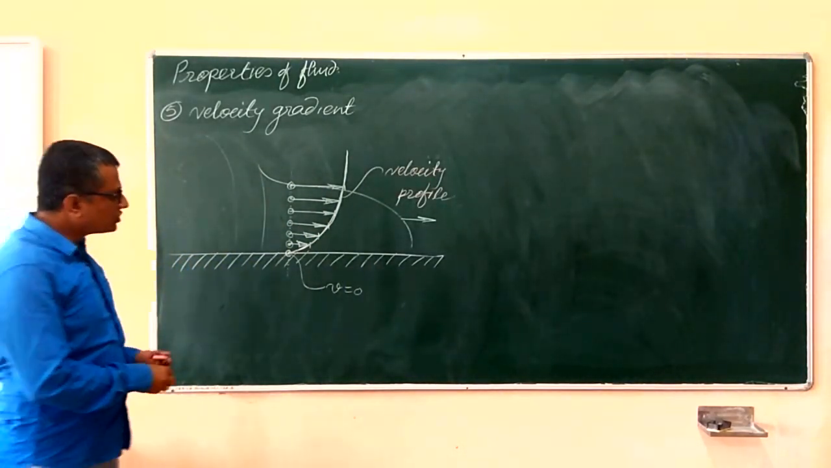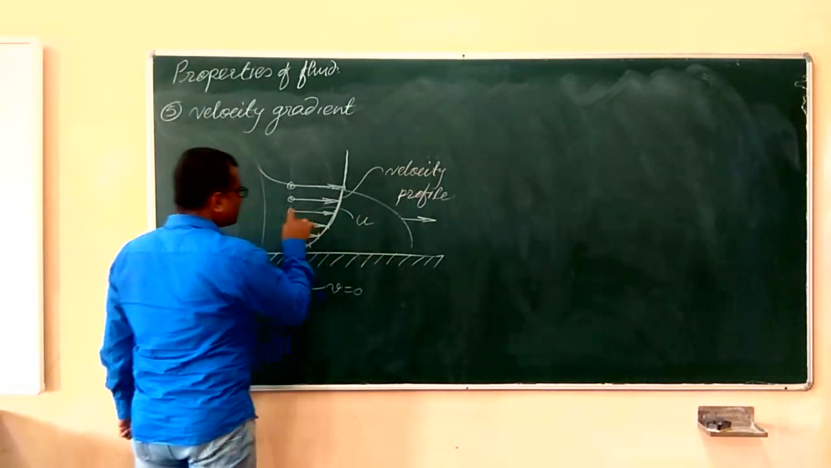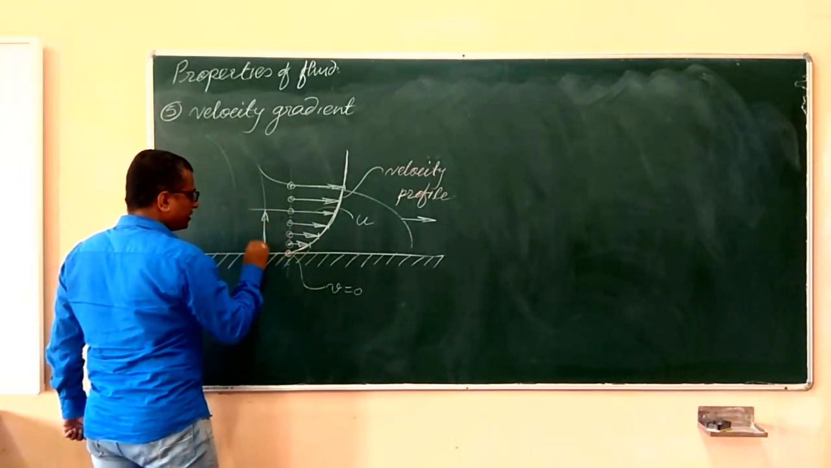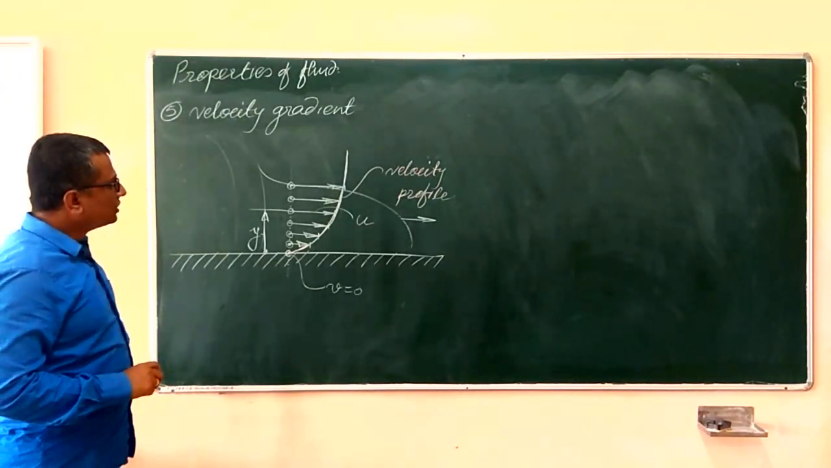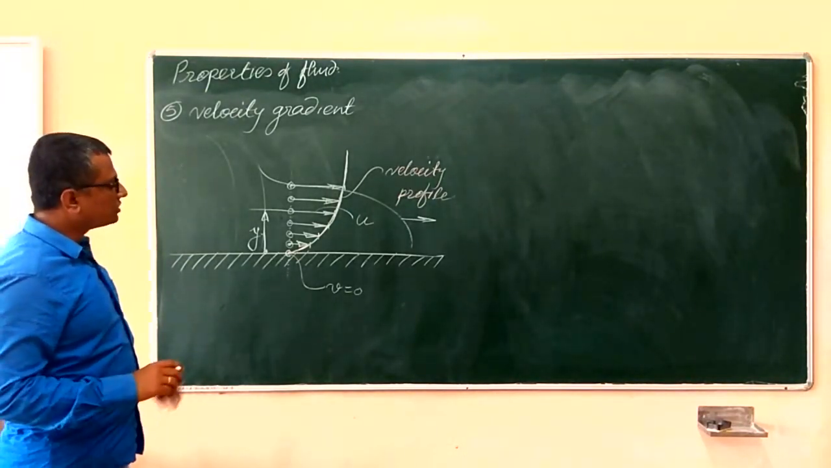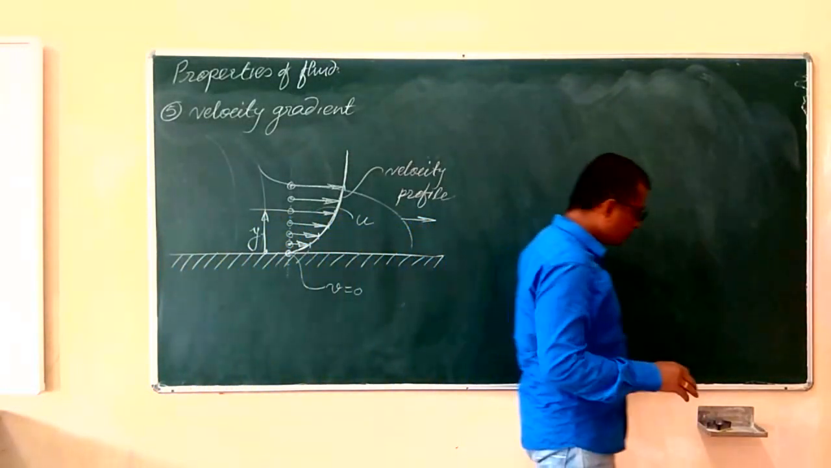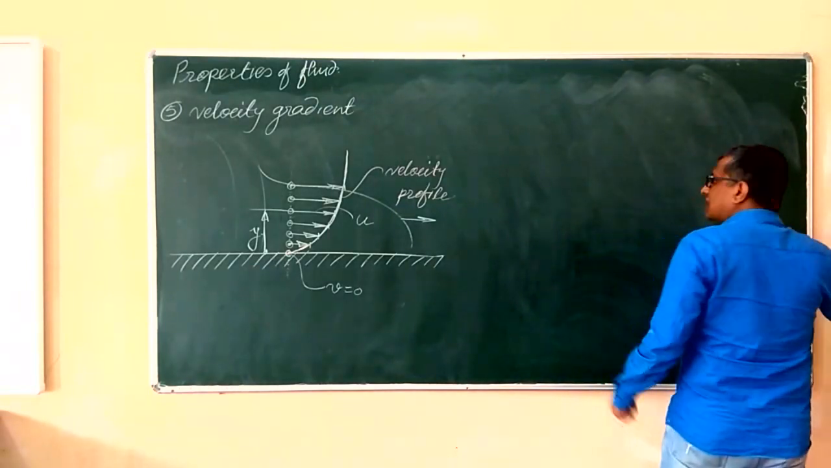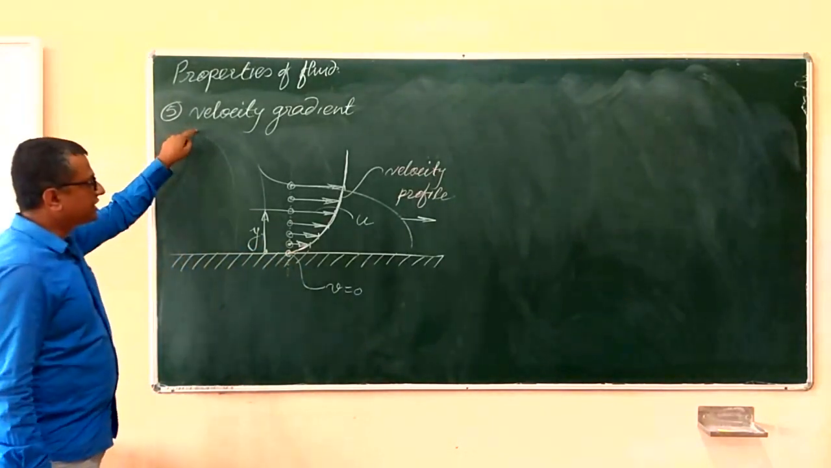The general notation used for the velocity of the fluid over here is u, and the distance of that fluid layer from the solid boundary, we represent it by the letter y. Right? So, this is about the general behavior of fluid flow. How does the velocity of the fluid flow change with respect to the solid surface, that I have explained over here. Now come to the property of the fluid, that is velocity gradient.